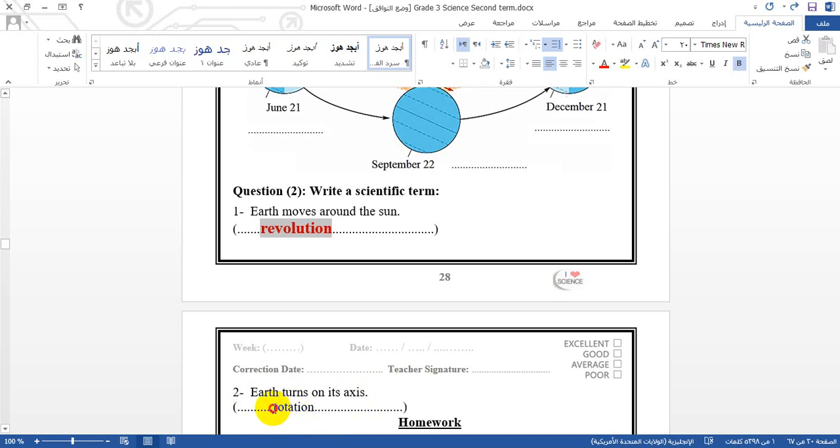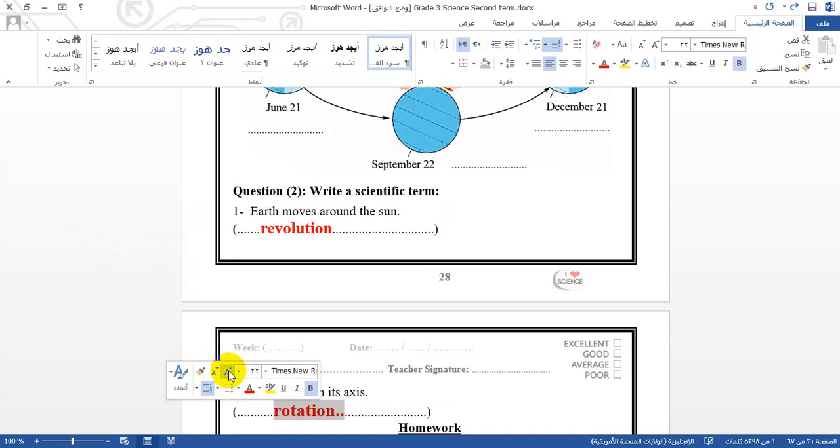So we call it what exactly? Rotation. And rotation causes the changing from day to night or night to day. So rotation, the movement of Earth around itself, causes the day and night. Rotation is the correct answer here, and I will make it bigger to see it well. Okay guys, let's go to the next question.